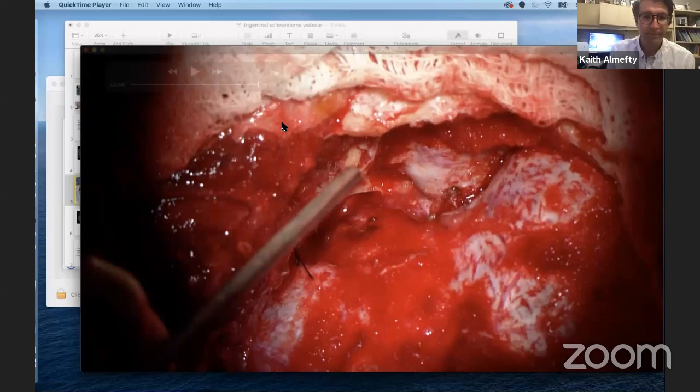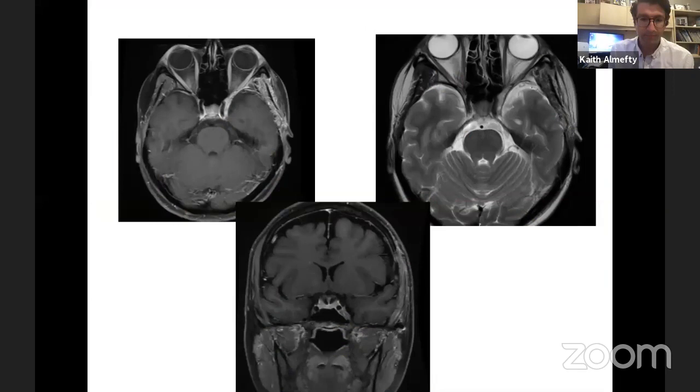This patient did excellent. We had a nice gross total resection of the tumor. She maintained her preoperative neurologic status and is now stable at 3 years post-op.